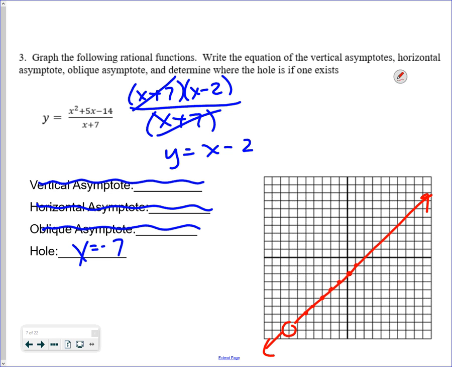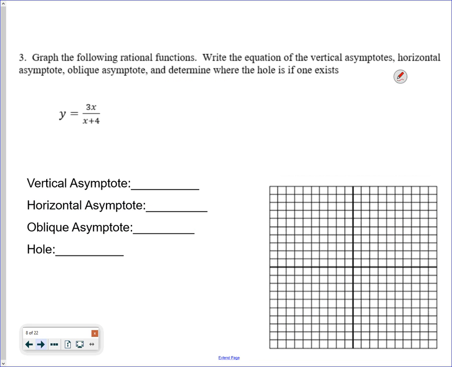So again, because this was no longer a fraction, it no longer has asymptotes. It's merely a line, in this case, that has a hole in it. The next one: vertical asymptote when x equals -4.